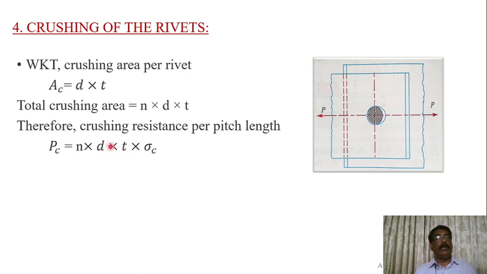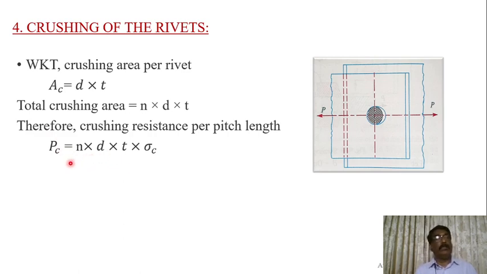So this is the area, and if it is multiplied by the crushing stress, the permissible crushing stress, then you will get the crushing resistance, or the pull or the load required to crush off the rivet. Again, in this notation, n is the number of rivets per pitch length, so its value depends upon the number of rows of rivets. If there is a single riveting, n is equal to 1 as usual. If it is double riveting, n is equal to 2. If it is triple riveting, n is equal to 3. So d is the diameter of the rivet hole, t is the thickness of the plate, and sigma c is the crushing stress. By substituting, you will get the crushing resistance or the pull required to crush off the rivet.